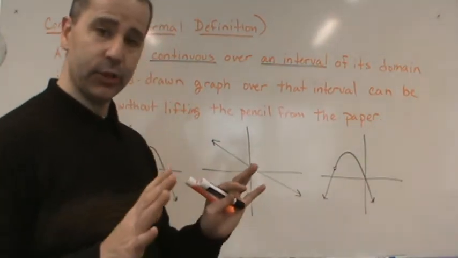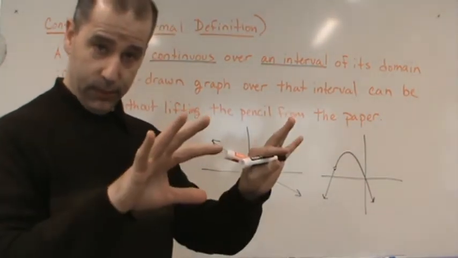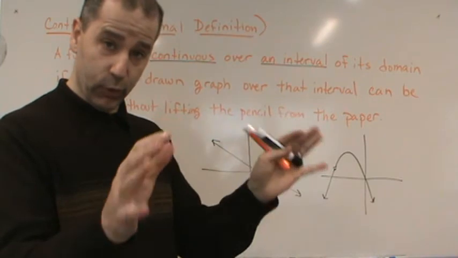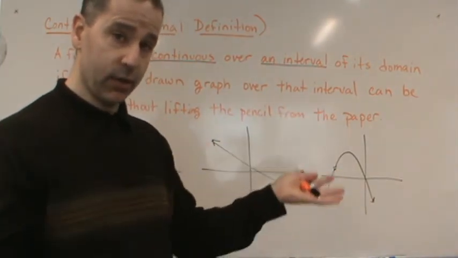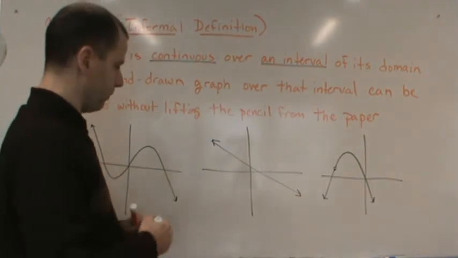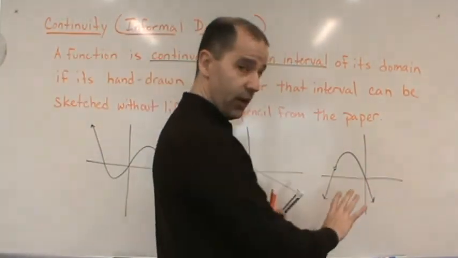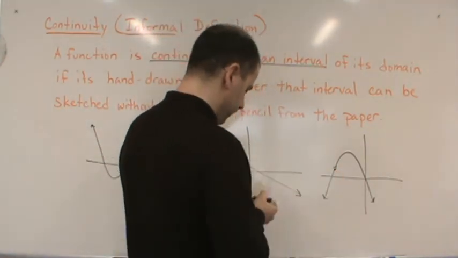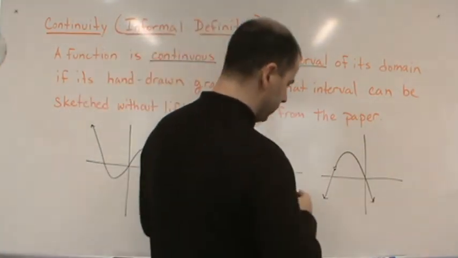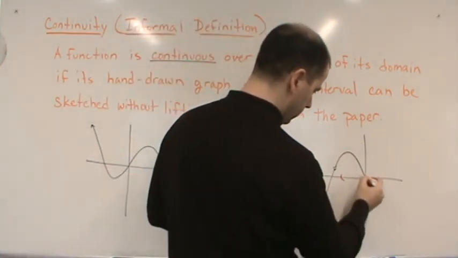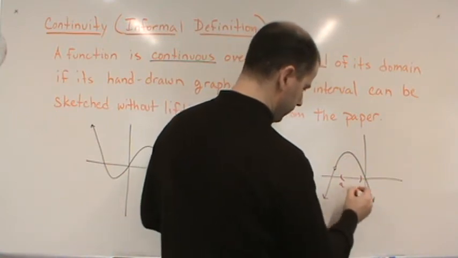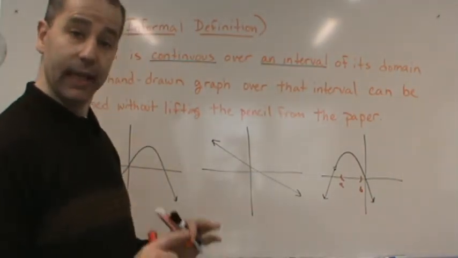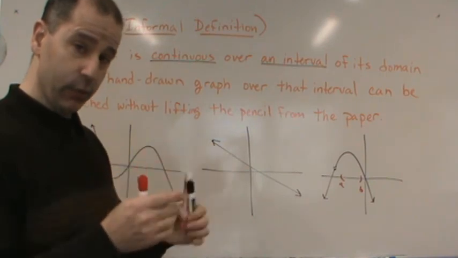Also, we might be interested in only a small subset of the domain. A function could be continuous on an interval; we don't necessarily need to consider the entire domain. For example, even though this is a discontinuous function over the entire domain, if we limit our interval, let's say we're only interested in this interval from A to B, then on that interval the function is continuous. So it depends on the interval we're interested in as well.